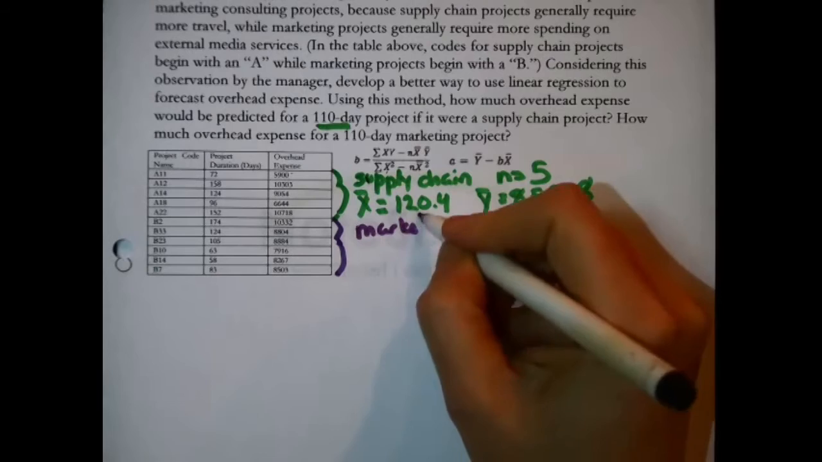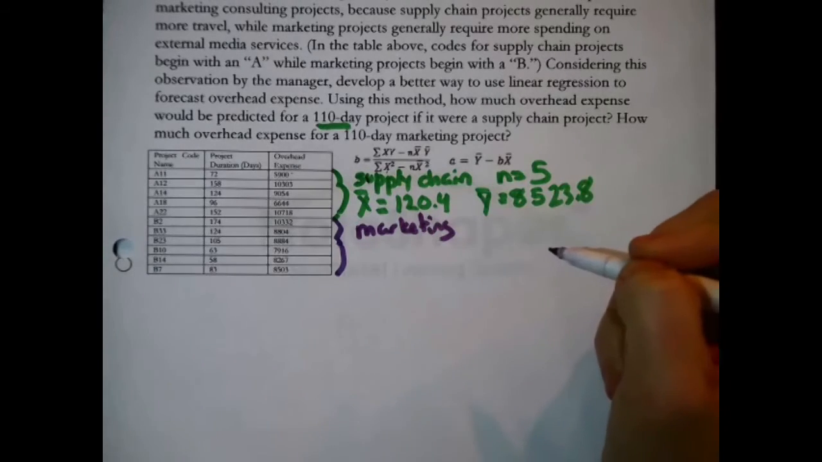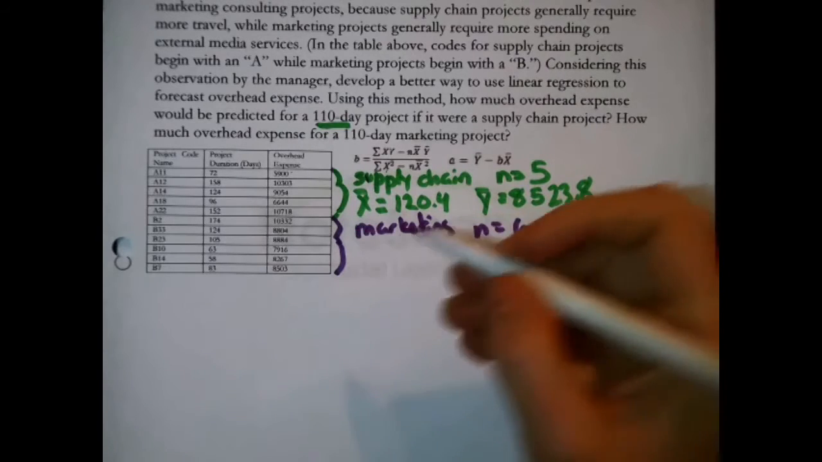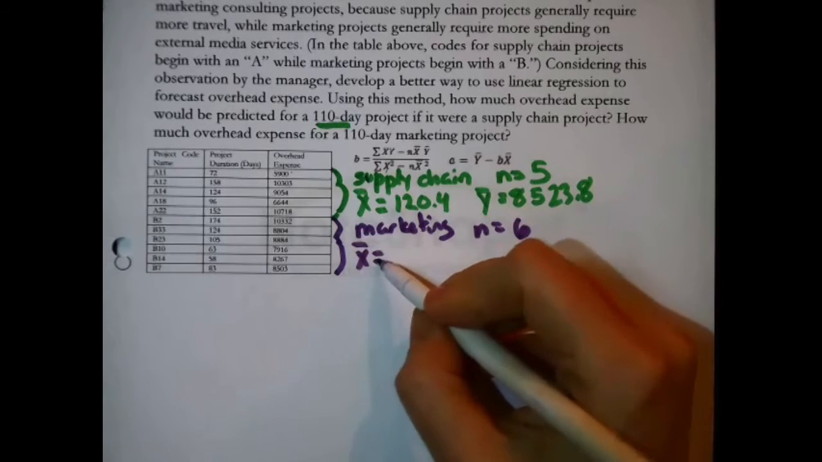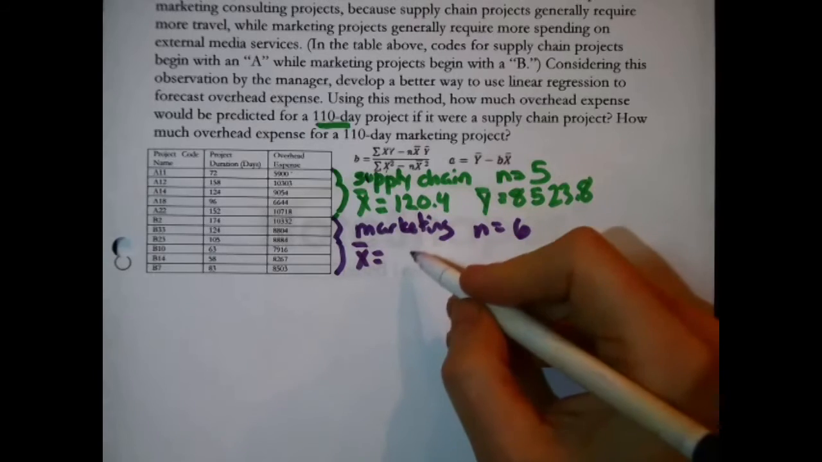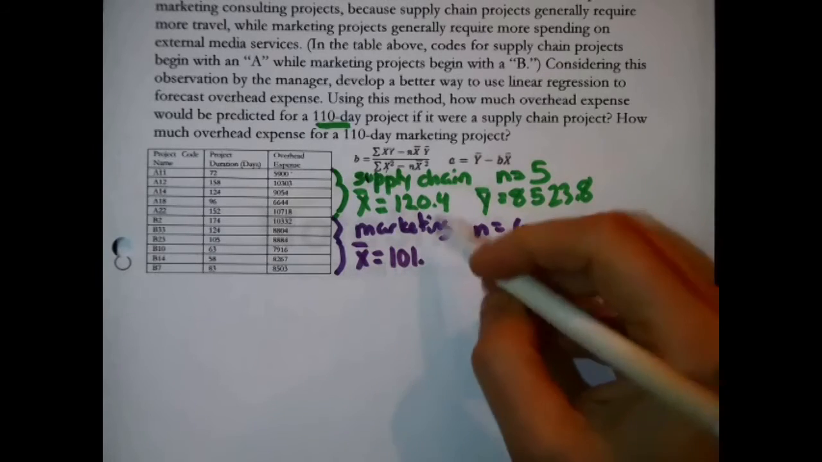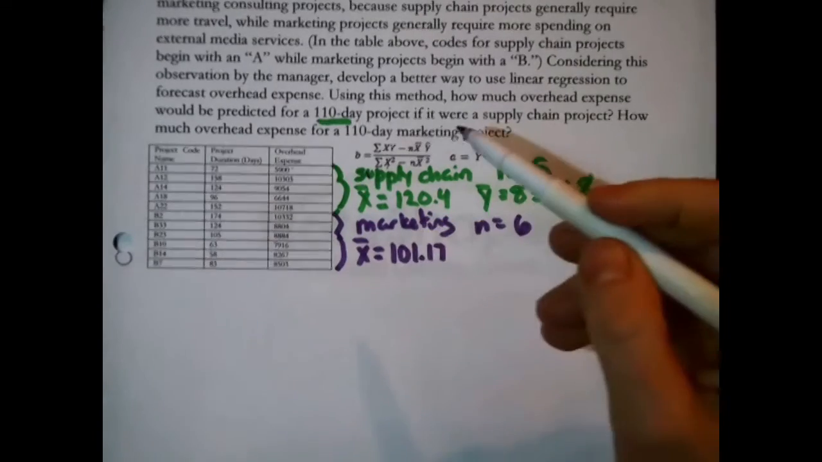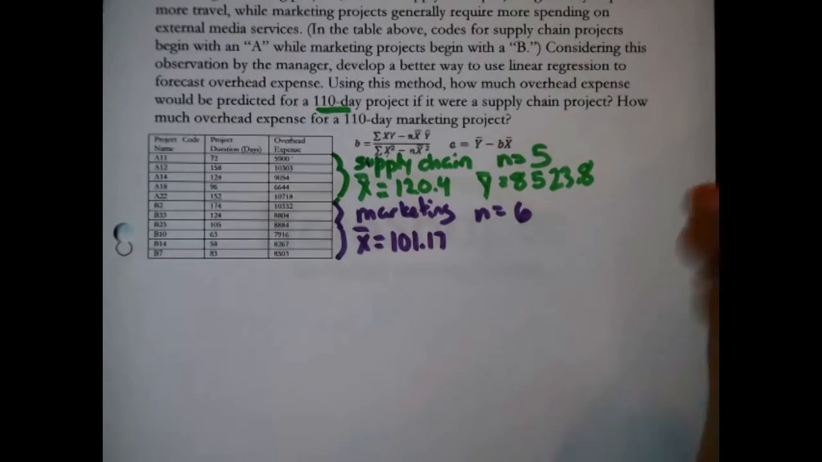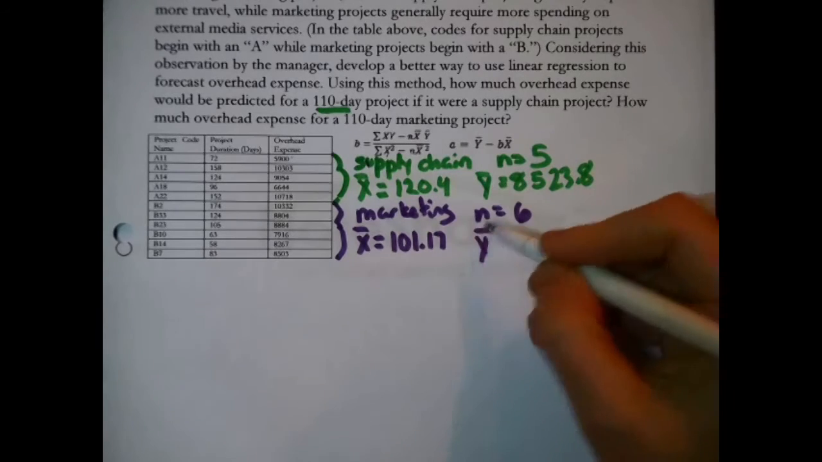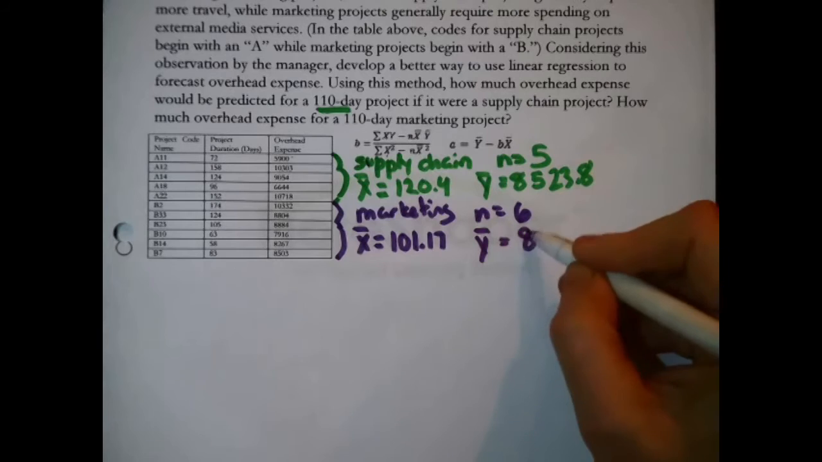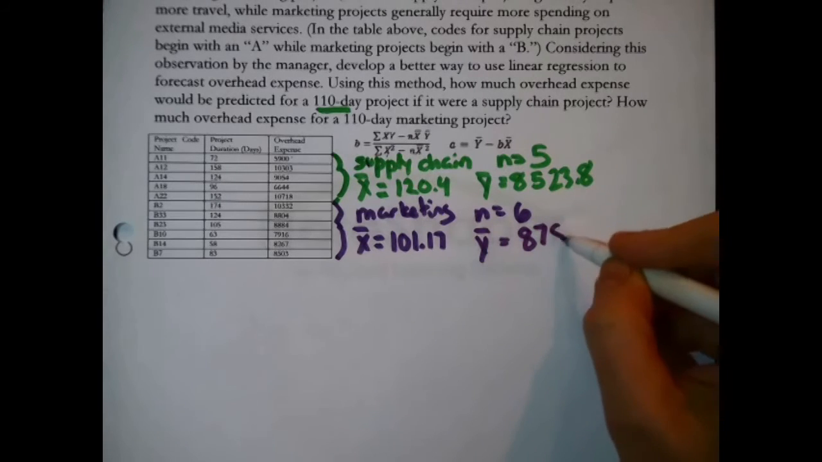Versus, remember we're splitting them, marketing. Marketing, n equals 6. There are 6 of those. The average duration there, I get 101.17, basically 101 days. They seem to be slightly shorter than the supply chain projects in general. And the average Y, if you average their overhead expenses, is 8,784.33.